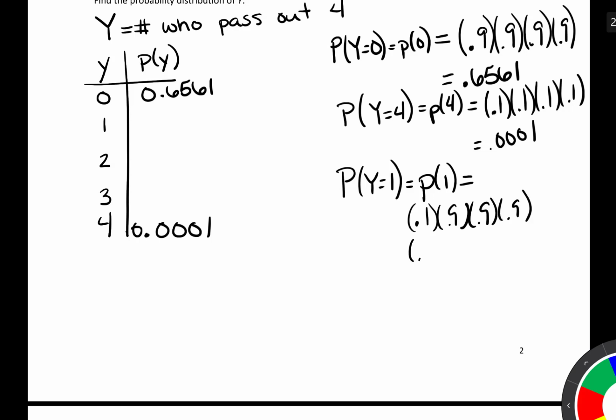Or it could be the second person is the one who passes. Or it could be the third person. Or it could be the last person.